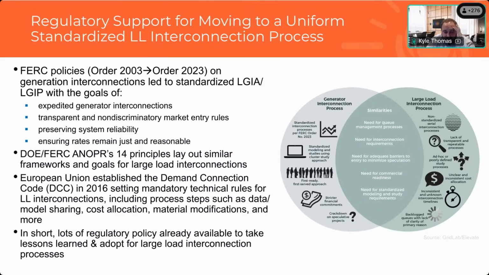But it does actually also talk about process steps that should be uniform across the board. The data and model sharing, cost allocation, material modifications, what happens under operational arrangements or emergencies, if I need to reduce load or if I have more demand or backup generation, all those types of information sharing and understanding how these facilities work in that interconnection process are laid out here in that DCC code.